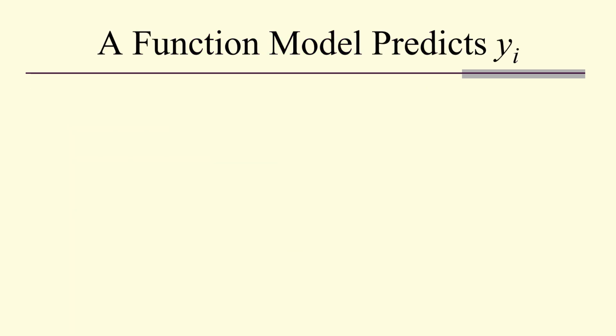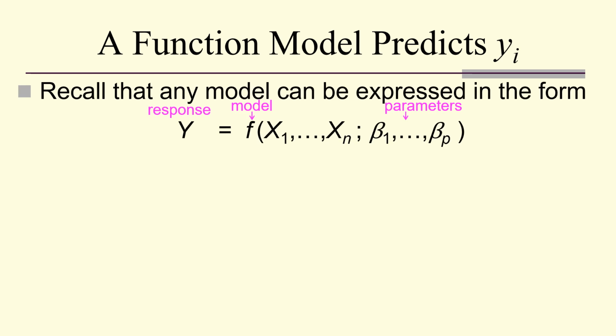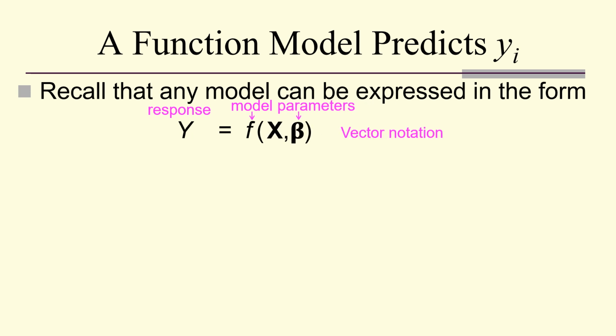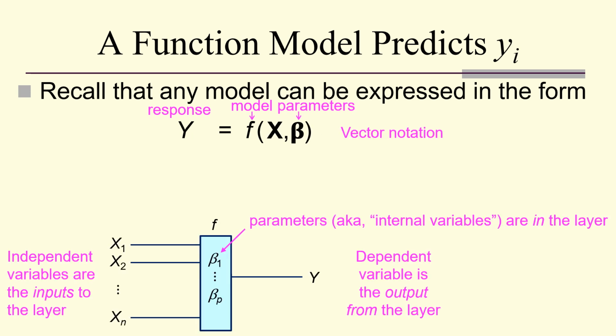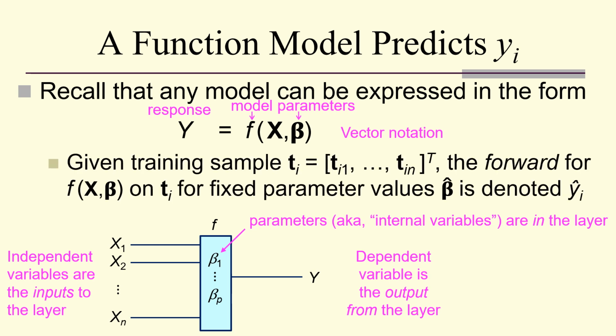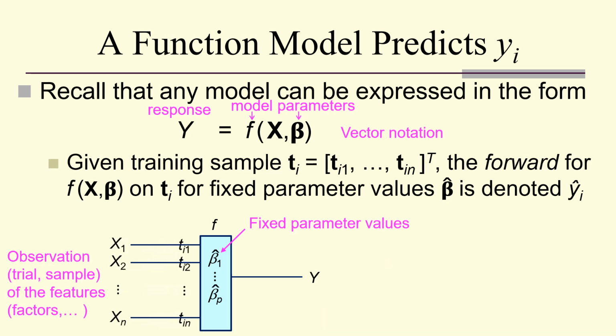A function model predicts y sub i, the response. Remember, our model is a function with parameters. It's actually a family. In vector notation, it looks like this. And it's also a layer. The parameters are in the layer. If we're given a training sample, an observation, the forward of the model on that observation for fixed parameter values is denoted y hat sub i. So we fix the parameter values. We have an observation. It goes through our layer in the forward direction and gives us a prediction.